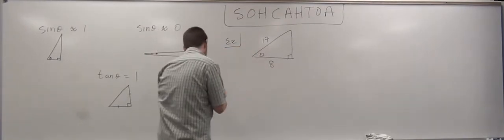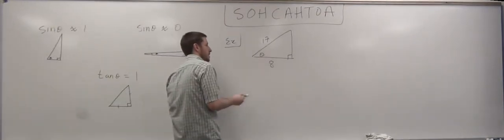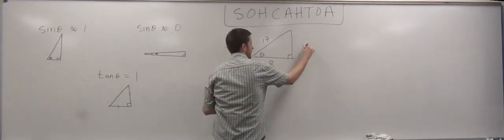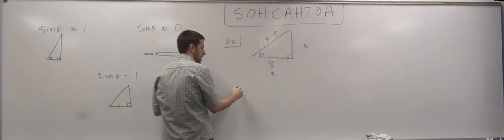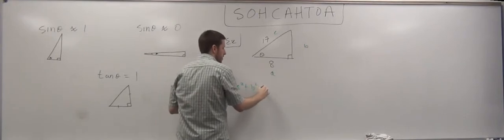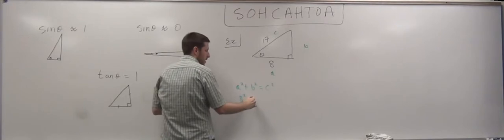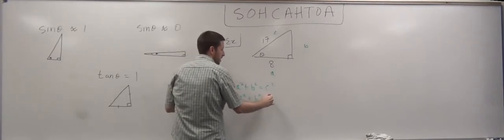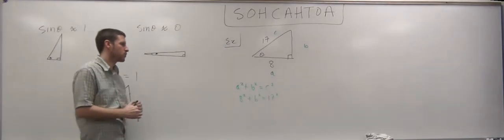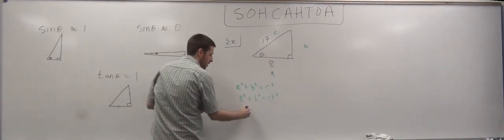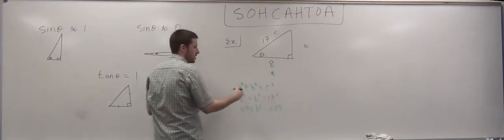Right? For a right triangle, I know that a squared plus b squared equals c squared, always and forever. So maybe you label this a, this b, and this c. And the Pythagorean theorem tells you a squared plus b squared equals c squared. You know a, you don't know b, you know c. So plug it in. 64 plus b squared equals 289, if you calculate all these squares.